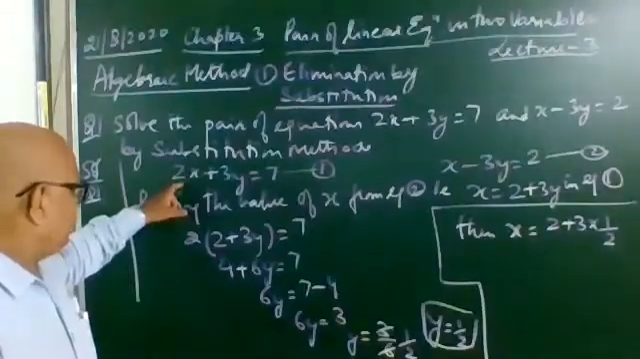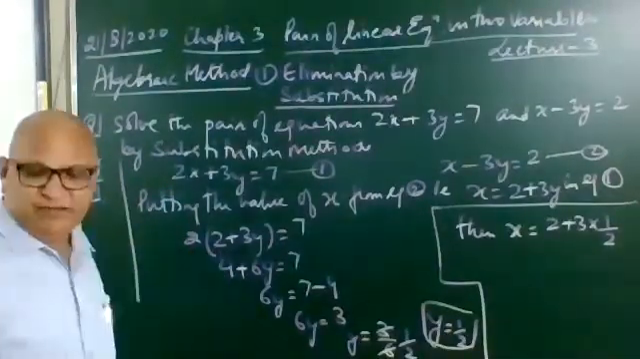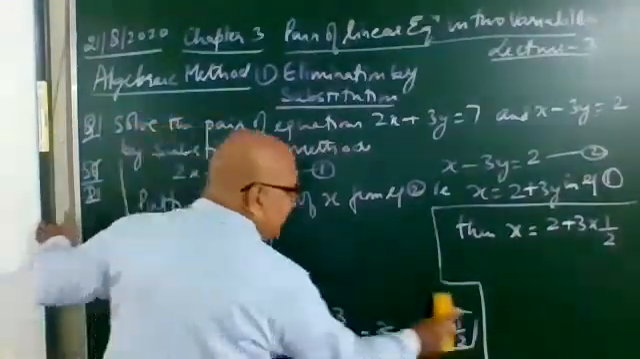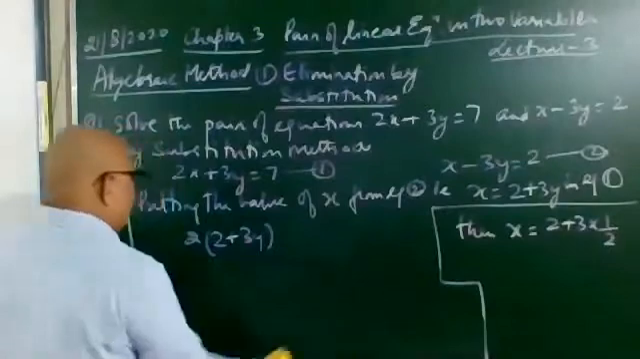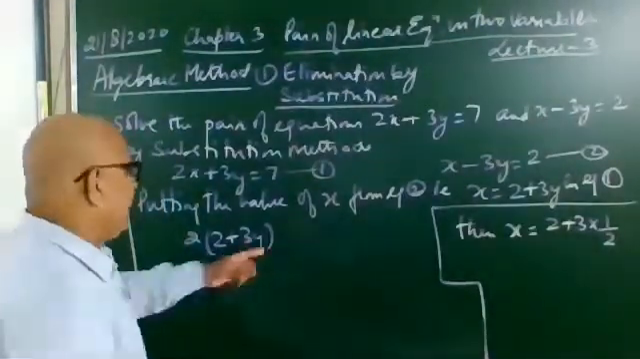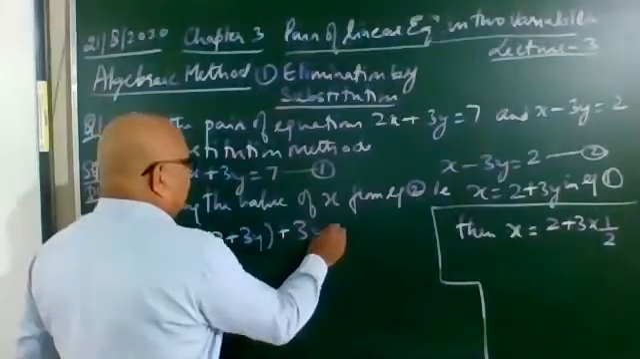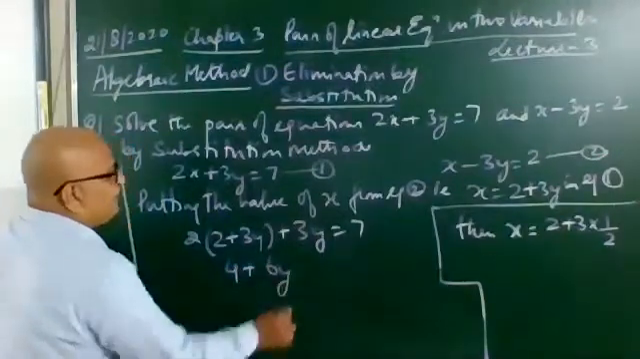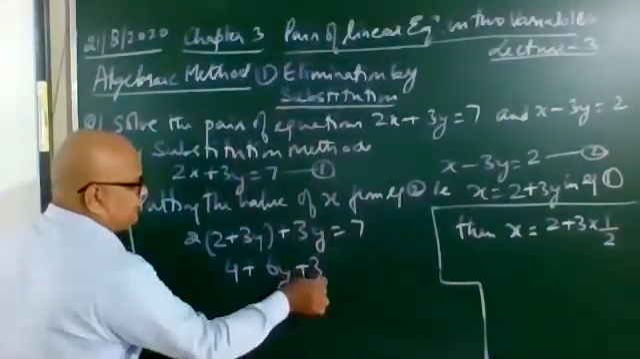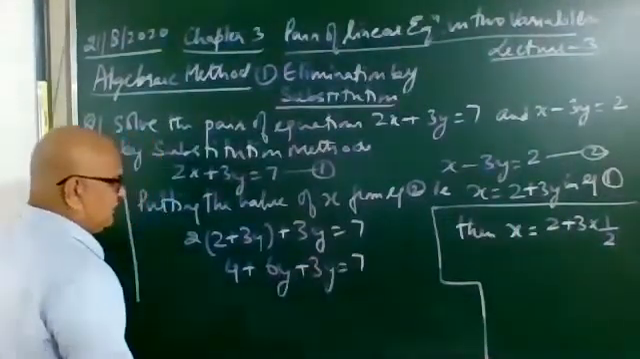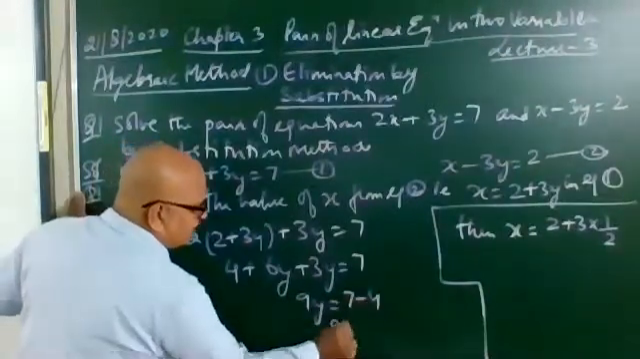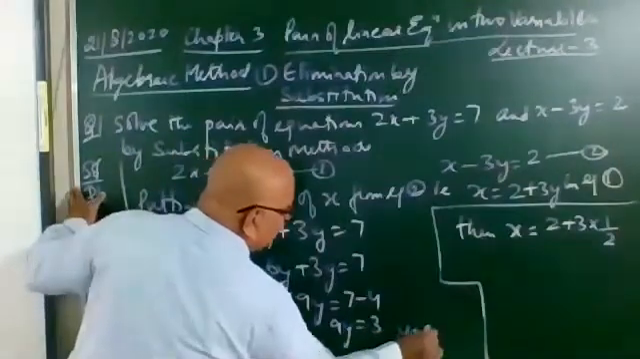Yes, 2 into, oh sorry, one mistake I have done in the question. I have not written 3y, so please see that this is one mistake I have done here. 2 into 2 plus 3y. So I have to put it right here, 3y also. That is 7. That is 4 plus 6y plus 3y equal to 7. 9y equal to 7 minus 4. 9y equal to 3. y equal to 1 by 3.